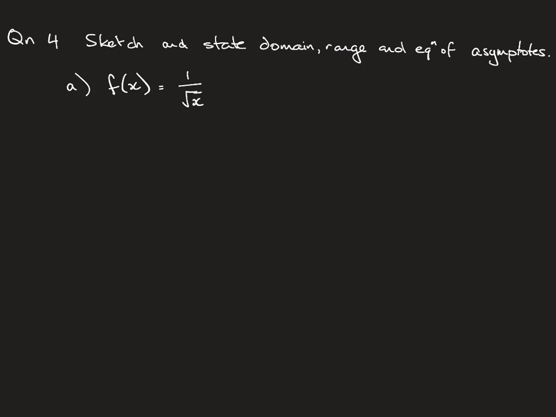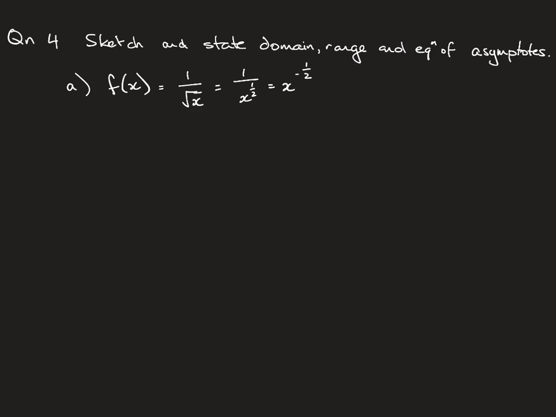So for this question, I'm going to need to sketch the graph to be able to find the domain, the range, and the equation of the asymptotes. I prefer to sketch it first. Okay, so I'm going to rewrite the function so that I can see exactly what power of x I'm working with here. So the square root of x is x to the power of a half, and then you've got 1 over x to the power of a half, so it's x to the negative a half.